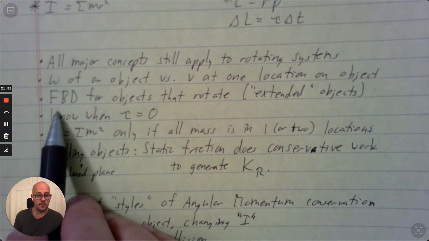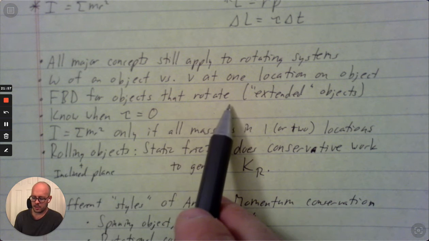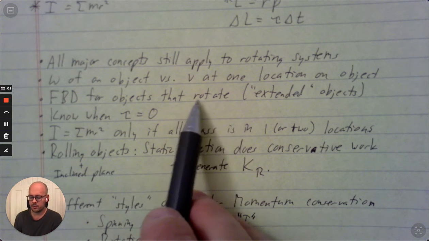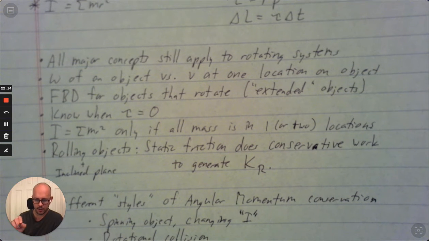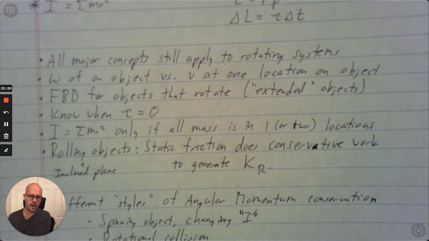Being able to draw a free body diagram for objects that rotate, knowing where to put the forces, so knowing that the force of gravity acts at the exact center of the object. The normal force comes from the ground and goes through the axis of rotation. Friction force, again, starts at the ground and acts parallel to the ground, et cetera. So you have to be able to put the forces where they act and in the right direction also.